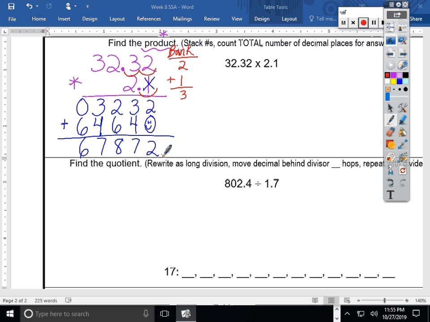So we start at the back and we make those 3 hops towards the front. 1, 2, 3. And I'm going to end up with a result of 67 and 872 thousandths, tenths, hundredths, thousandths. And that's perfect because I wanted to divide by 1, 2, 3 zeros, or 3 place values, and that's going to be the same as dividing by 1,000 or turning it into thousandths. This is a final answer.